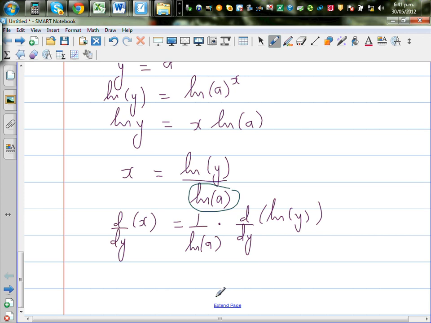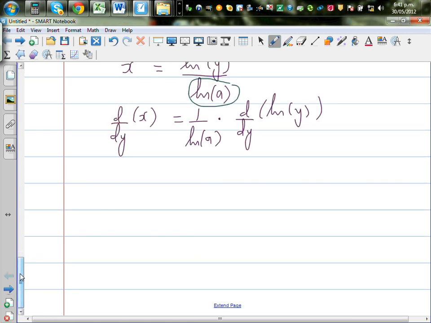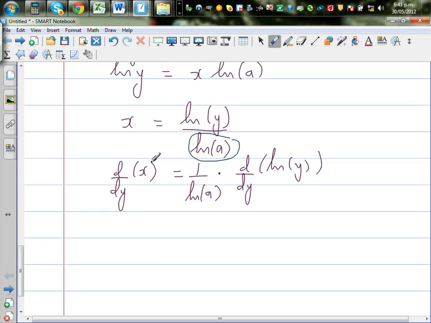So what I've done is I've taken the derivative operator d by dy of x, or the derivative with respect to y, on both sides. So here you're asking d by dy of x is what? That is nothing but dx by dy. dx by dy is 1 over natural log of a times, this is what?